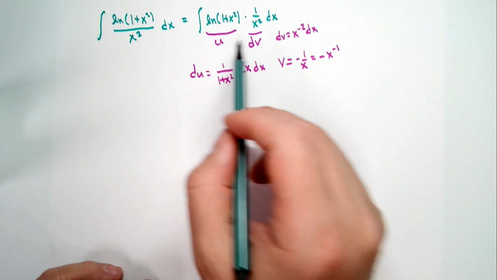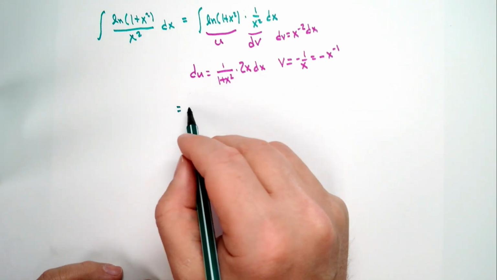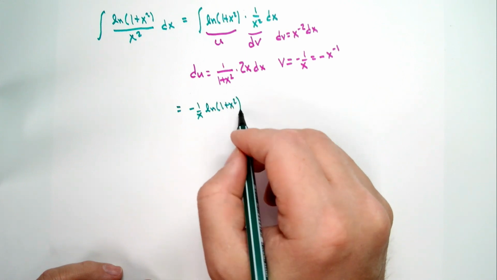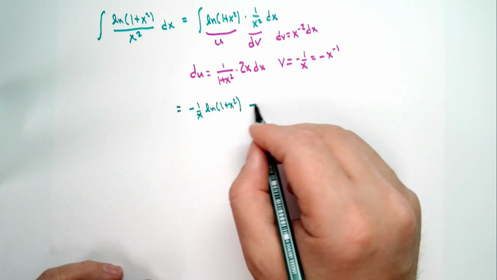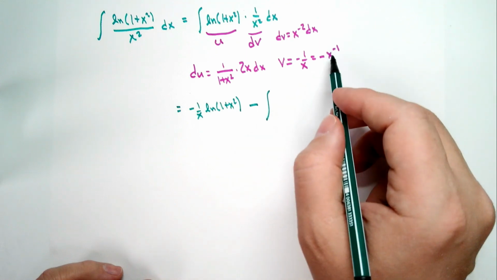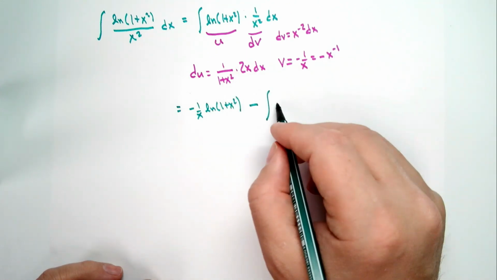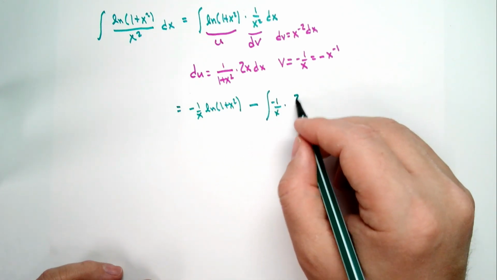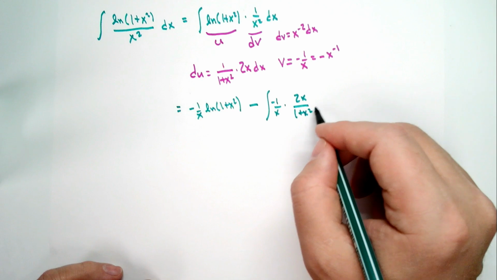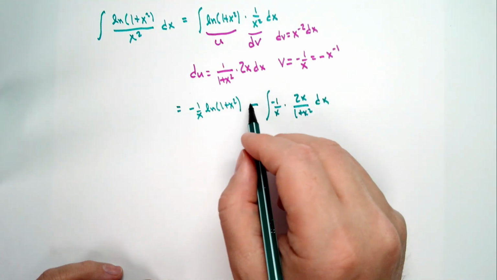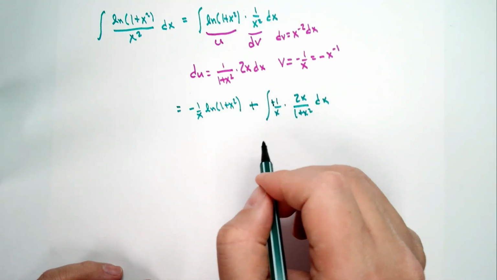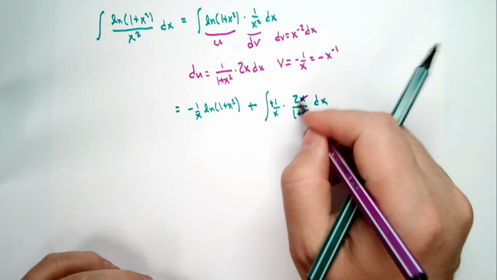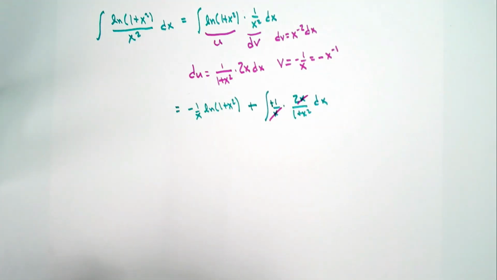All right, so now we're ready, right? So we have our u times v. So this is minus 1 over x, natural log of 1 plus x squared. And then we're going to subtract the integral of v du. So there's a minus 1 over x times 2x over 1 plus x squared dx. Now, minus makes this plus. I can cancel x with an x. So cancel, cancel.